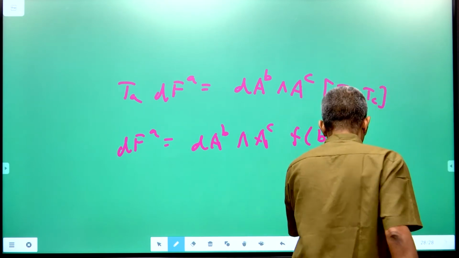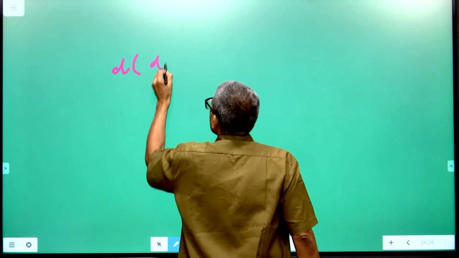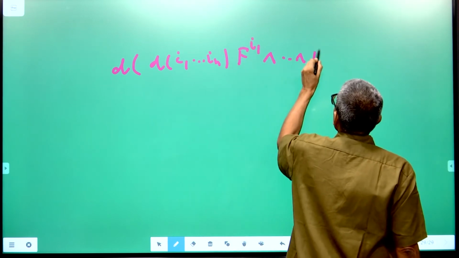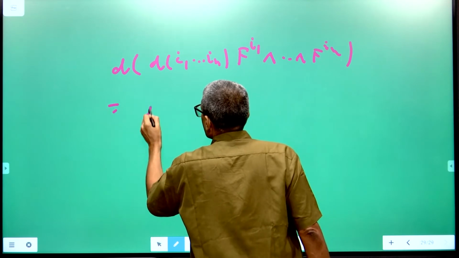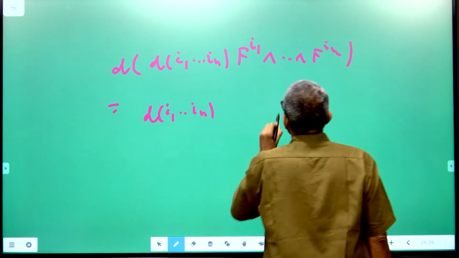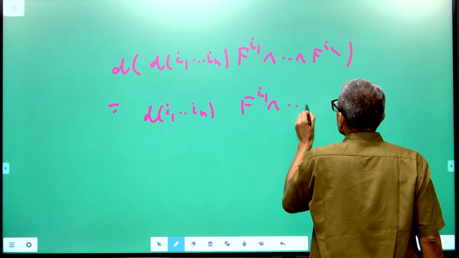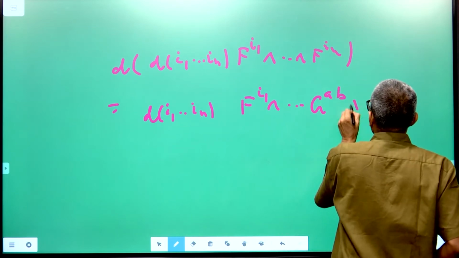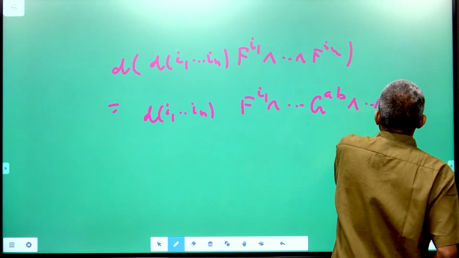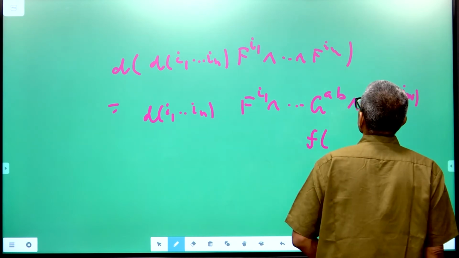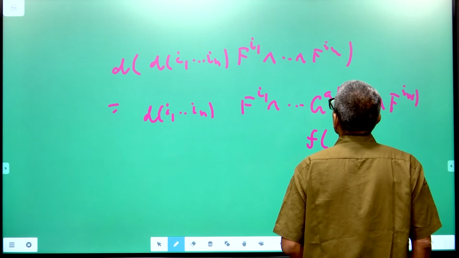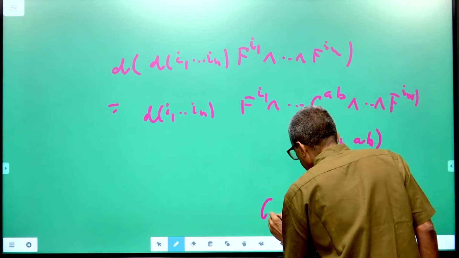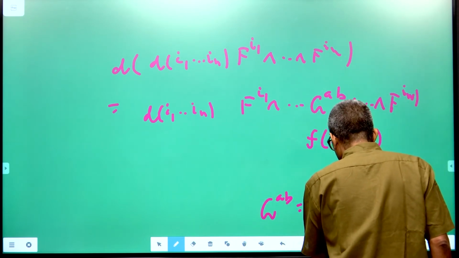So essentially if you try to compute d of d_{i1...in} F^{i1} wedge ... wedge F^{in}, if you compute the d of this, then this is nothing but d_{i1...in} F^{i1}, etc. At that point you put a G^{ab} here, G^{ab} wedge F^{in}, at the kth position you put a G^{ab} and multiplied by f^{ik}_{ab}, where G^{ab} is nothing but dA^a wedge dA^b.